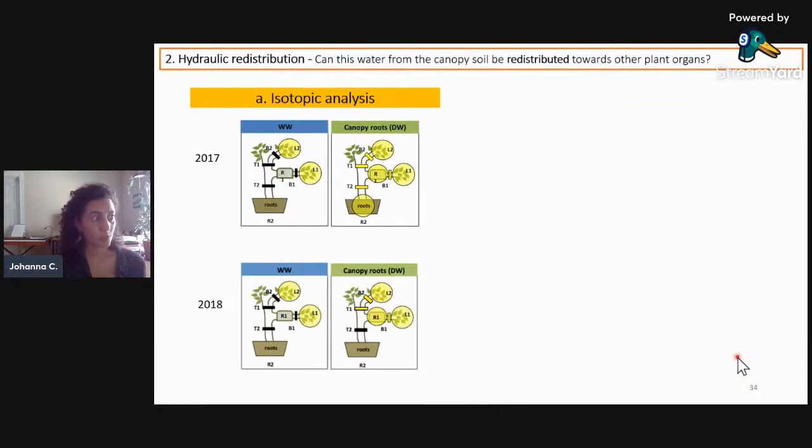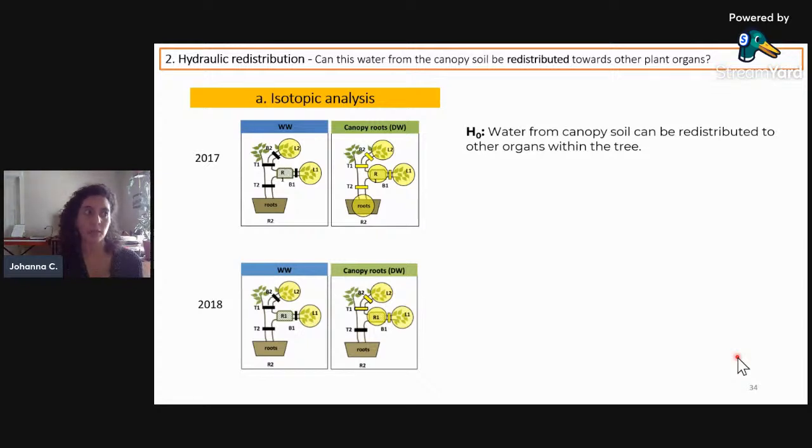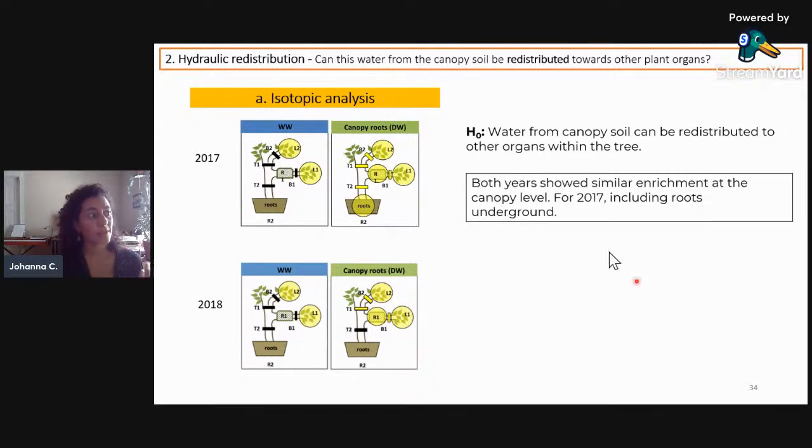So with these results, we could conclude that, with this hypothesis, water from canopy soil can be redistributed to other organs within the tree. Yes, we saw enrichment at the canopy level in both years. And even in 2017, we were able to see water going downstream, including to the roots underground here.